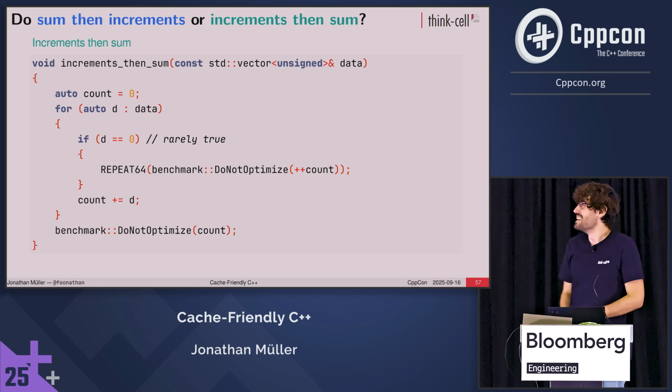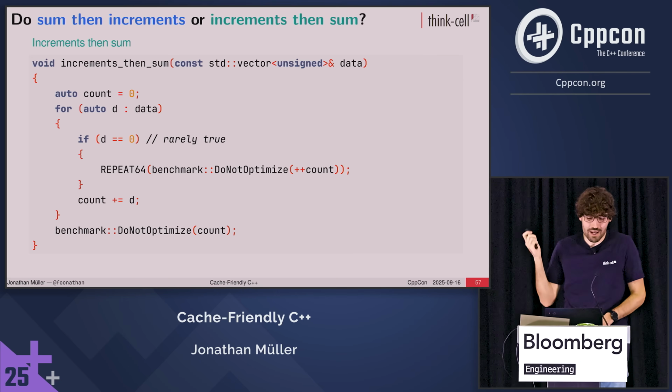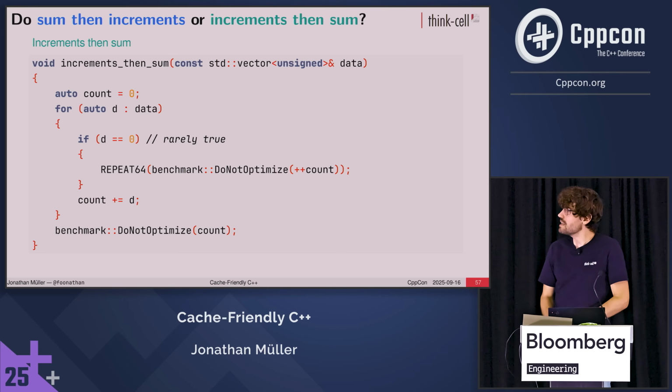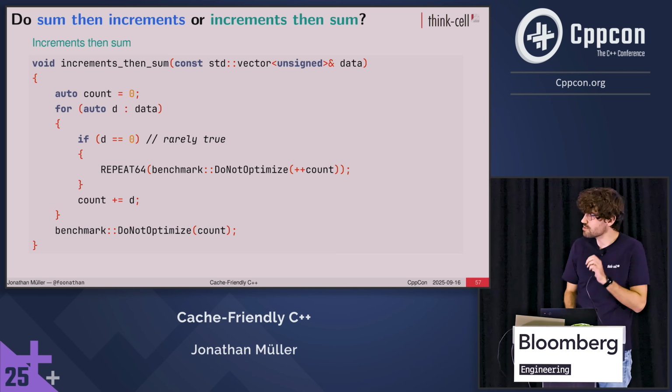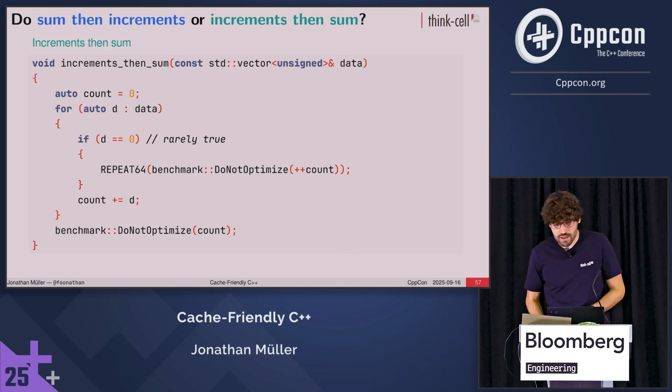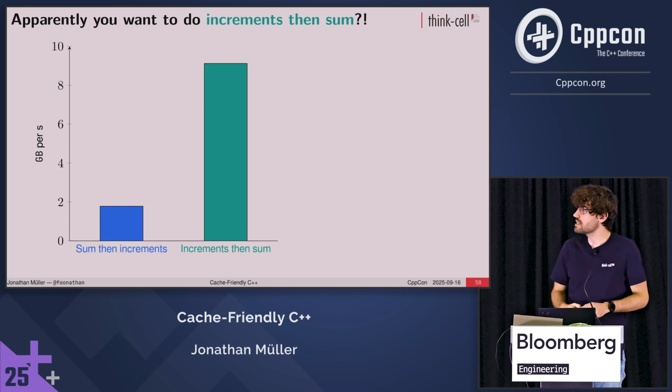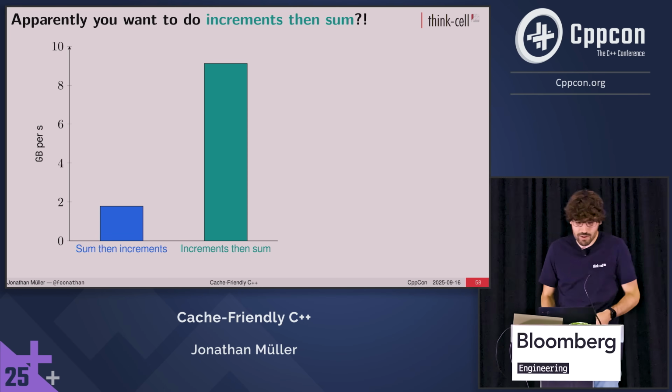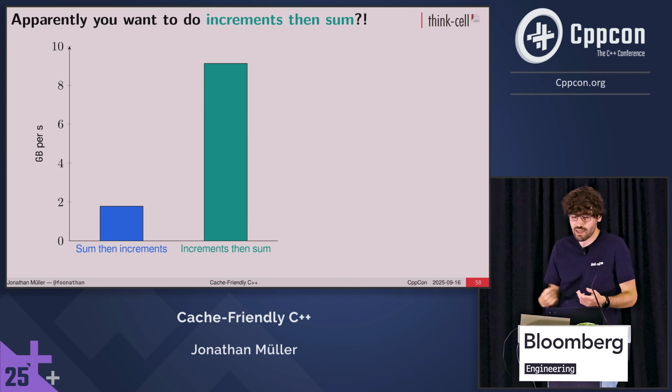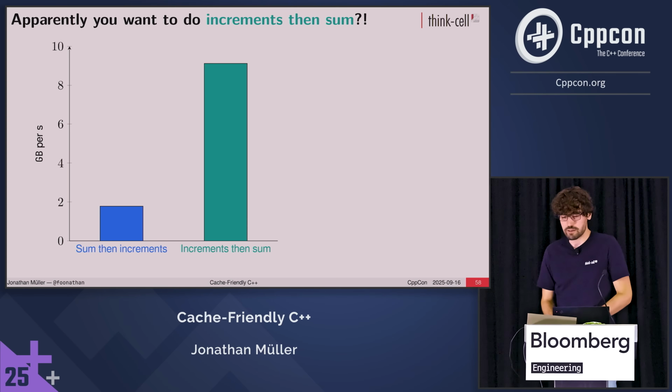Okay. So it turns out that if you use an Apple M1 and you use the high-performance cores, this version is faster. It's significantly faster. If you do the sum and then the increments, you're at 2 gigabytes per second. But if you do the increments and then the sum, you're at over 8 gigabytes per second.